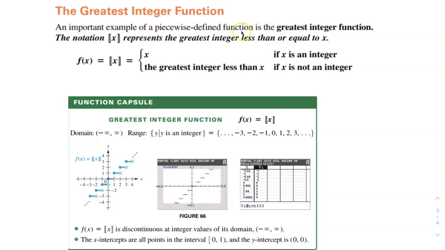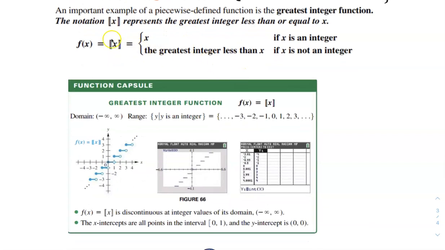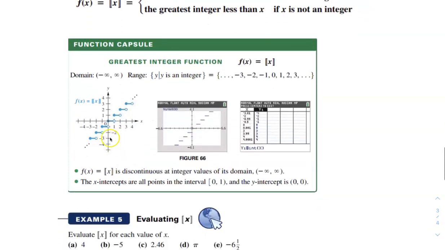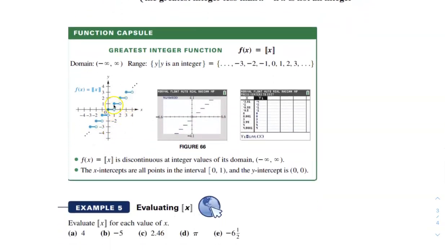Anyway, next one, the greatest integer function, also known as the round down function. So this is a round down function. If you see that particular insignia, that means we're rounding down. So that's the piecewise function. If x is not an integer, then the greatest integer less than x is that integer. You can see this equation right here. Basically, if you get anything between these 2 whole numbers, it goes to the bottom number.